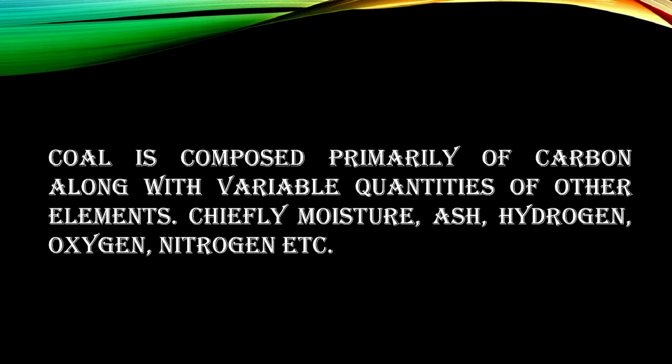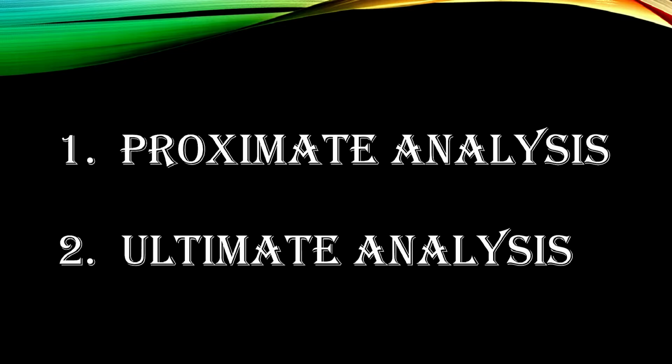Coal is composed primarily of carbon along with variable quantities of other elements like moisture, ash, hydrogen, oxygen, nitrogen, etc. We can find out these elements in two methods: proximate analysis and ultimate analysis.